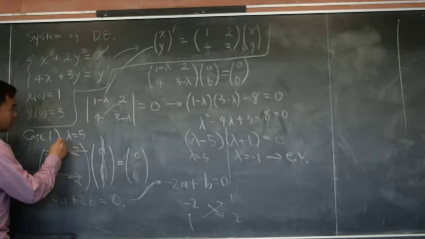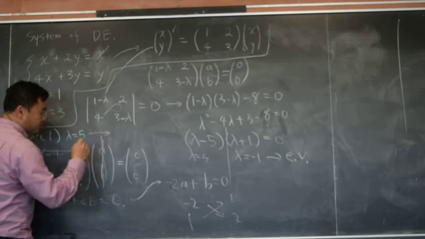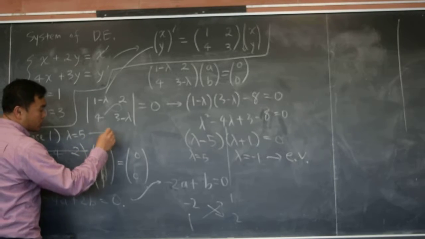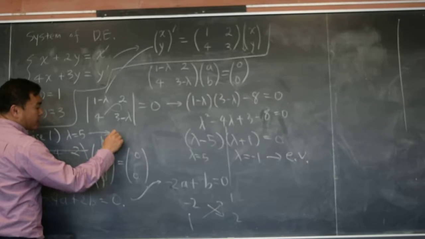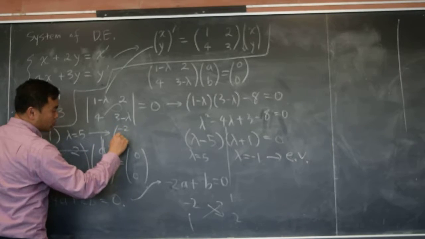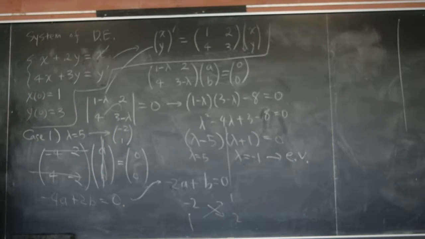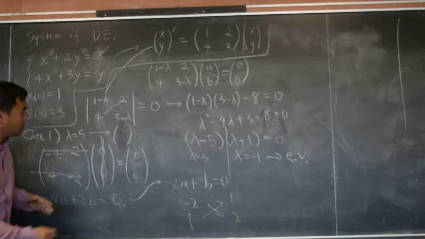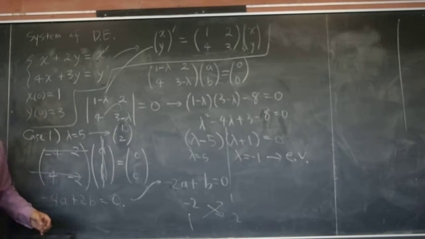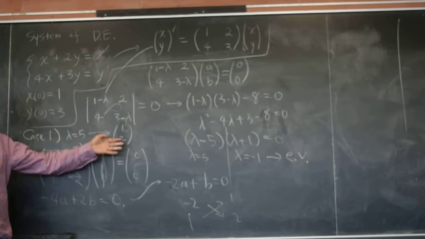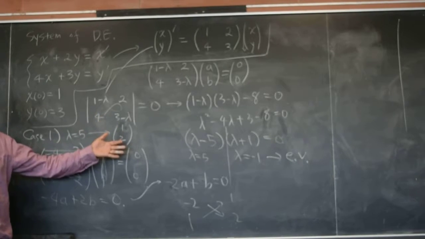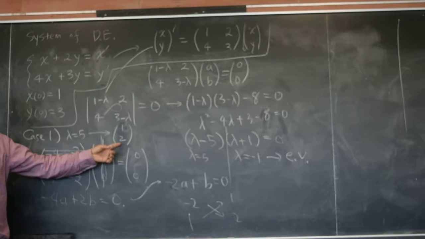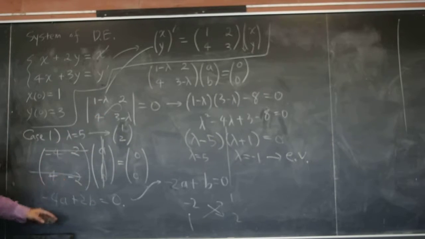So now we have a nice pair. We have lambda equal to 5, giving you the eigenvector, no, positive 1 and 2, sorry. Positive 1 and 2, okay? And this is not the unique one. You could have chosen negative 2, negative 4, or 2, 4. There are many different ones that are possible.